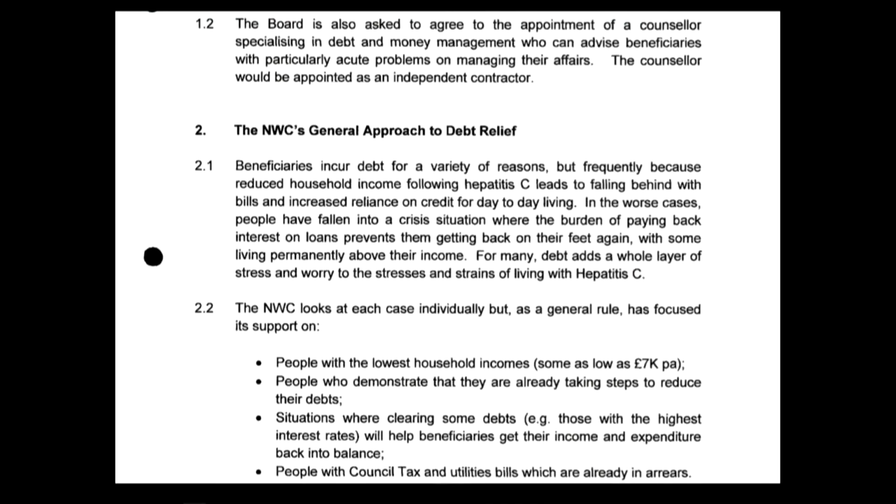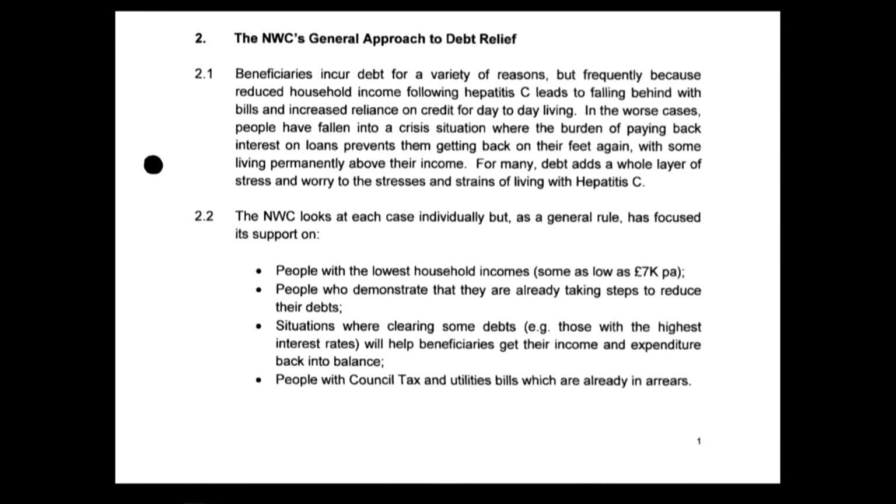And if we go to the bottom of that page, it says the NWC looks at each case individually, but as a general rule has focused its support on, and then it sets out those categories of people: people with the lowest household income, people who demonstrate they've already taken steps to reduce their debt, situations where clearing some debt will help beneficiaries get their income and expenditure back into balance, people with council tax and utility bills which are already in arrears, and then we go over the page.